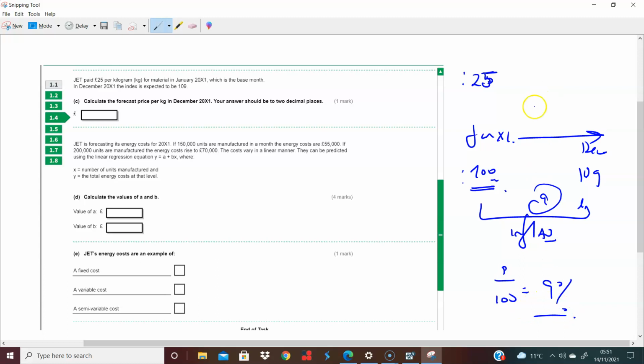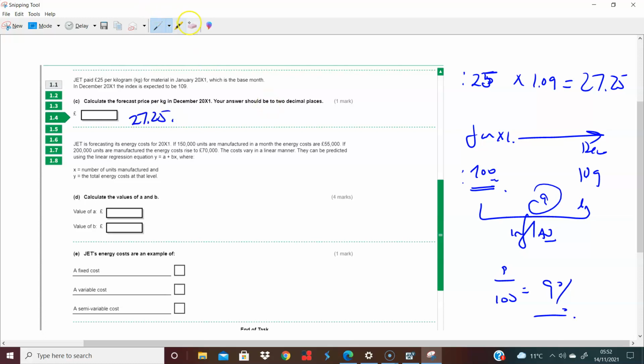So equally, I can apply that and argue that I expect the price to be £25 times 1.09, which is £27.25. So £27.25 is what I'm expecting.